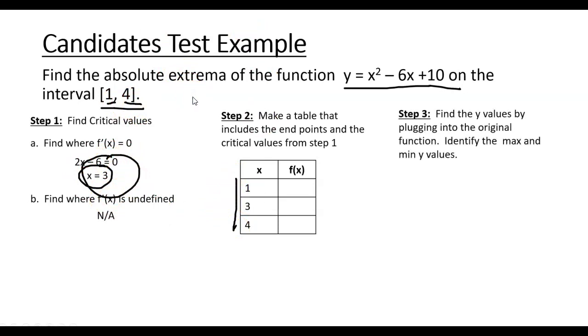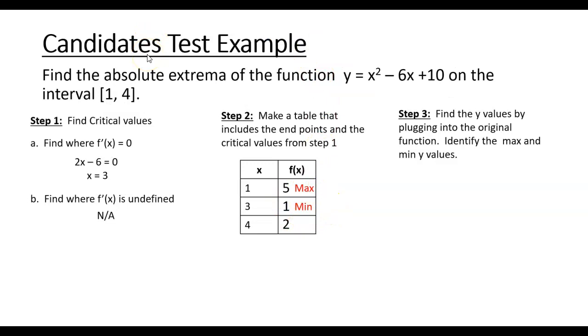Step 3, we just plug those numbers into the original function, because that's the one I'm trying to find the max or min of. And after we do that, we can identify our max and our min. So the maximum value must be 5, and the minimum value must be 1. And so that's the candidates test.